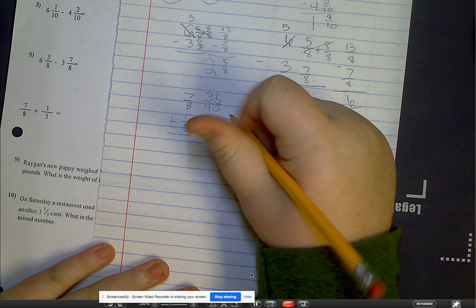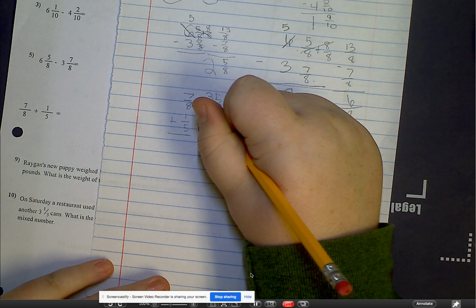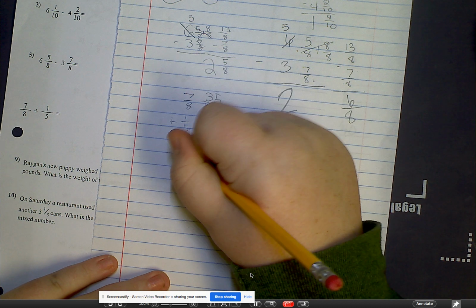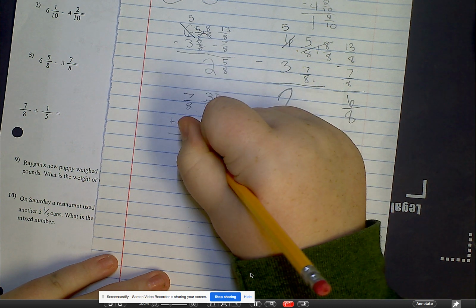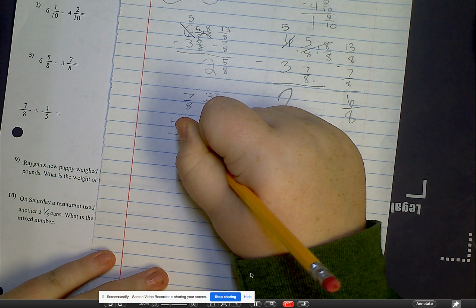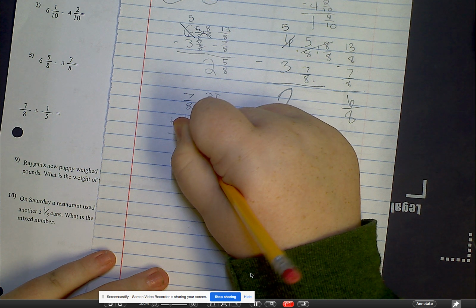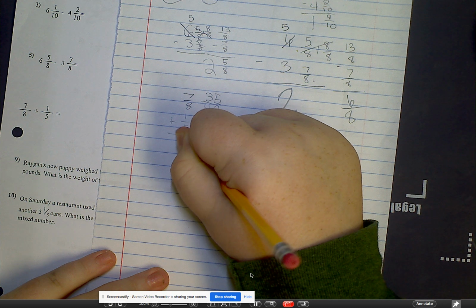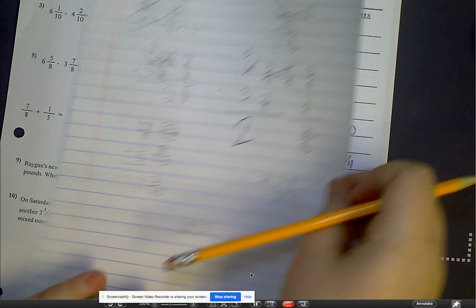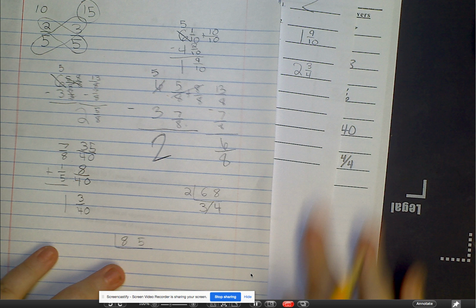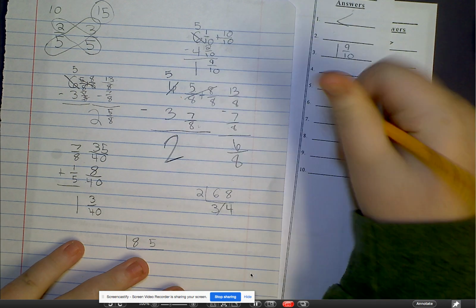So you have to see how many times 40 goes into 43. It goes once, and then we do 3/40. That's absolutely correct. So tell me though, for 1 3/40, why didn't you reduce it?